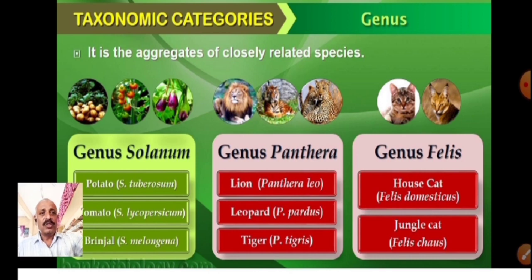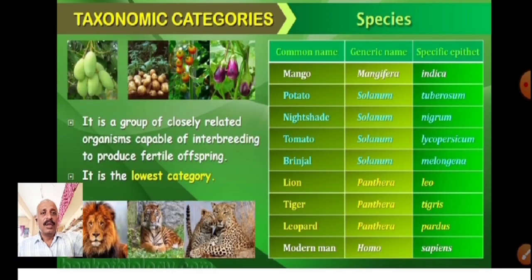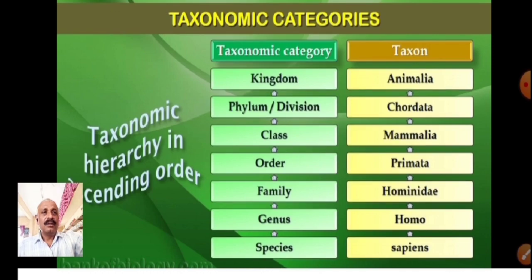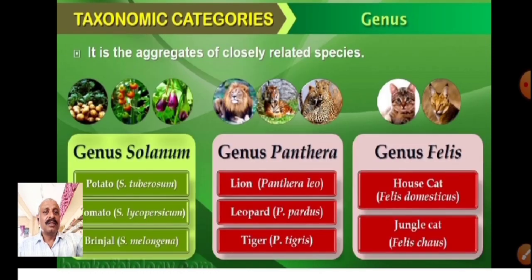You are observing the genus Solanum here. It includes potato, tomato and brinjal. These are 3 different species: Solanum tuberosum, Solanum lycopersicum and Solanum melongena. But these are somewhat related. Tomato, potato, brinjal have somewhat similar characters in appearance. So they are kept under the same genus, Solanum.